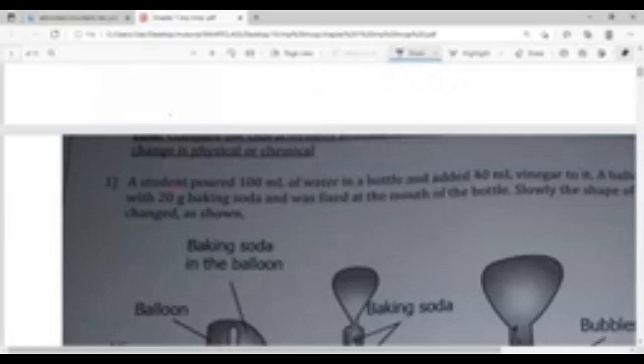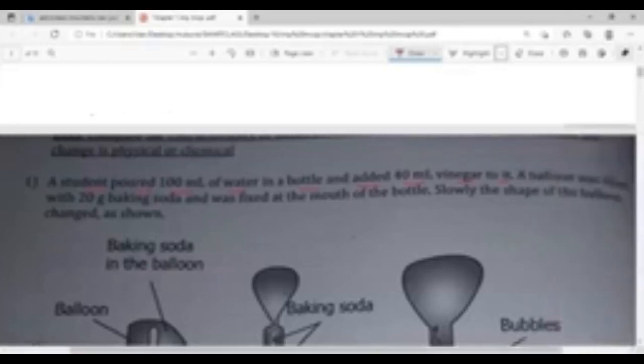A student poured 100 ml of water in a bottle and added 40 ml of vinegar to it. Now please understand here, it is the matter of adding water, that is your H2O, into vinegar, that is your CH3COOH. This is also known as acetic acid. We also call it ethanoic acid.